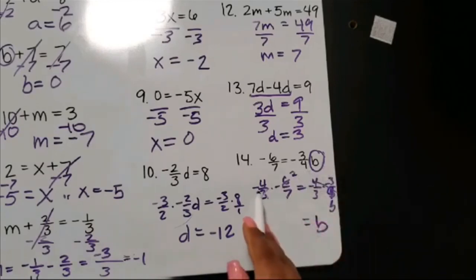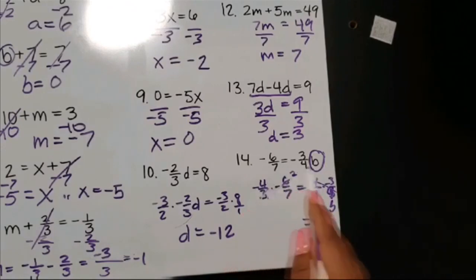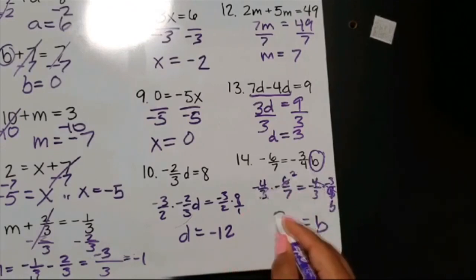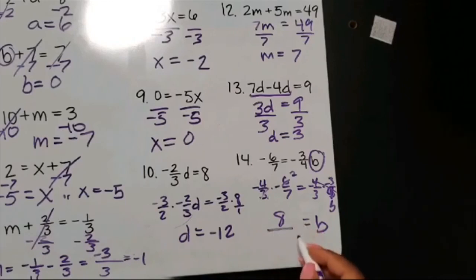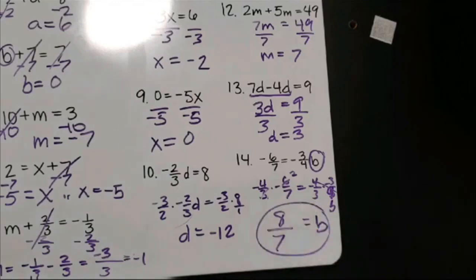So we know that we have negative 4 times negative 2, which is positive 8. And then we have 1 times 7, which is just 7. So our answer for number 14 is b equals 8/7. That wraps up objective 5.